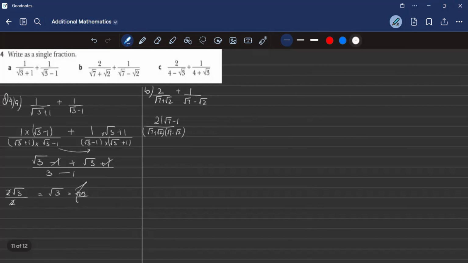So under root 7 minus under root 2, plus 1 divided by under root 7 minus under root 2, multiplied by under root 7 plus under root 2. Again, multiply the same value with the numerator, so under root 7 plus under root 2. Now, both of them have the same denominators, so we can write this as a single fraction. So under root 7 plus under root 2 multiplied by under root 7 minus under root 2.